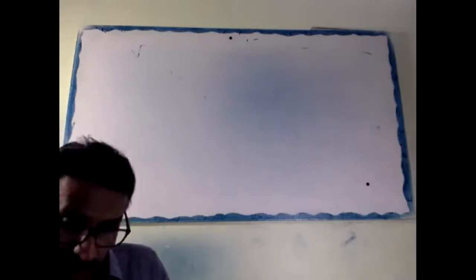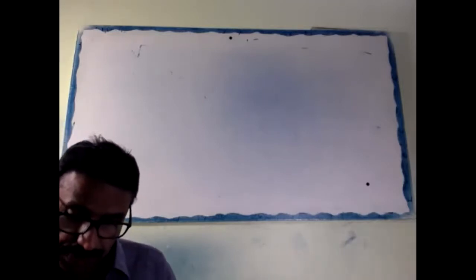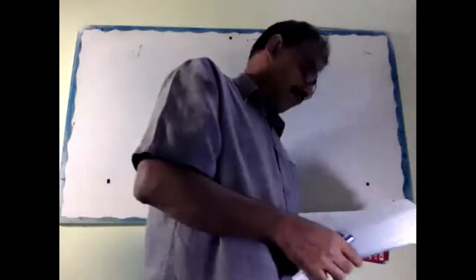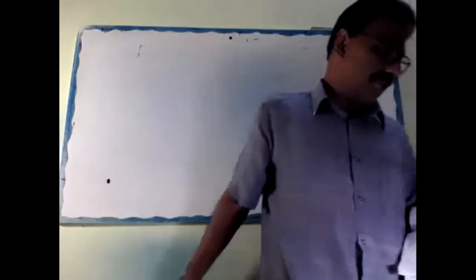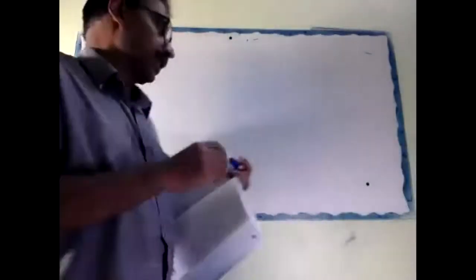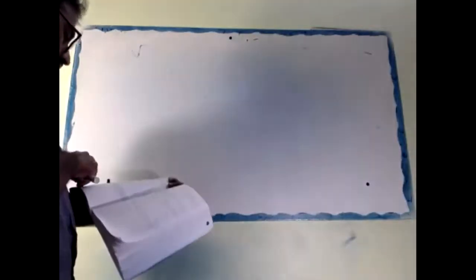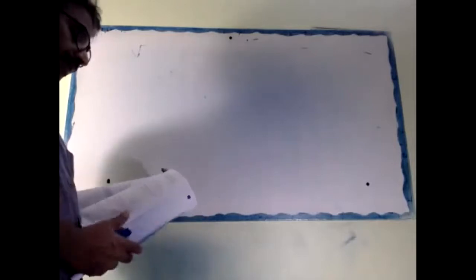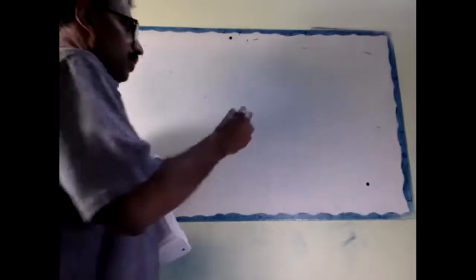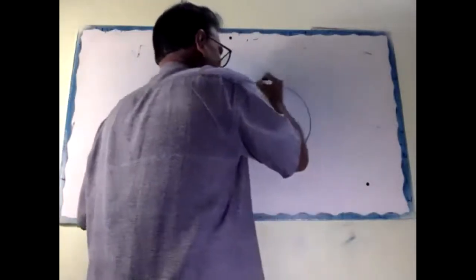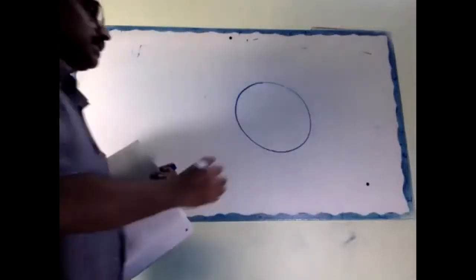Right, from an external point P, two tangents PA and PB are drawn to the circle with center O. Prove that OP is the perpendicular bisector of AB. Look, two tangents.